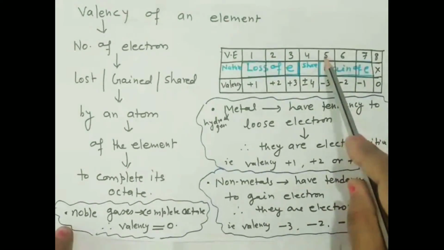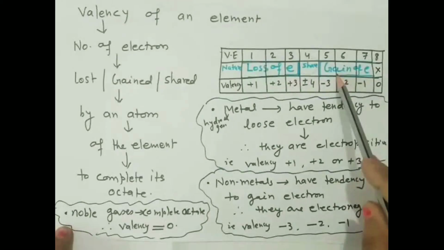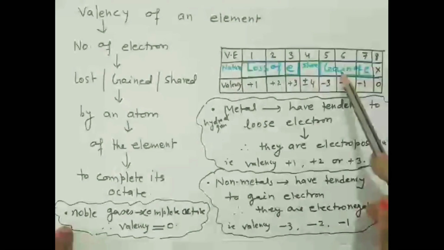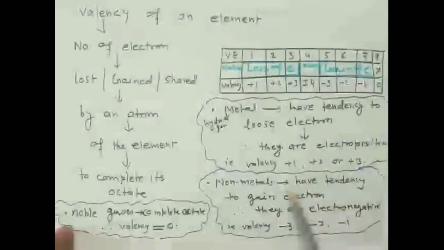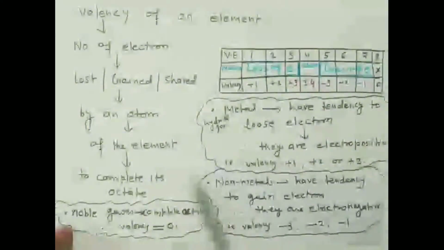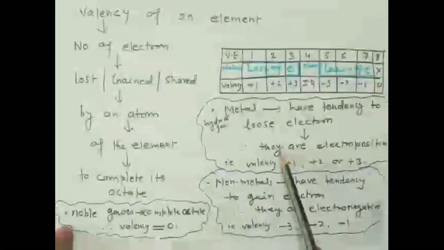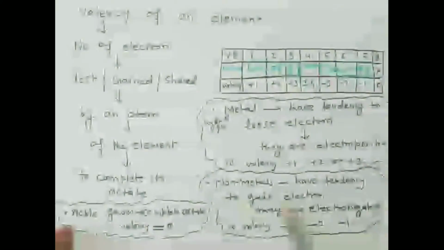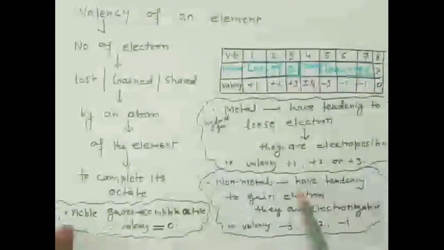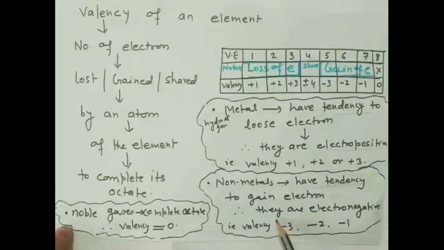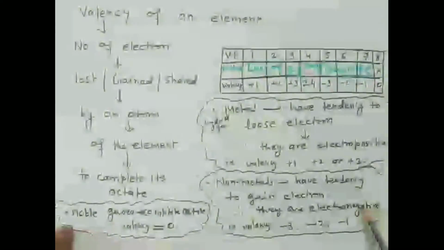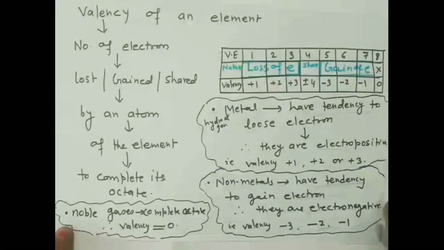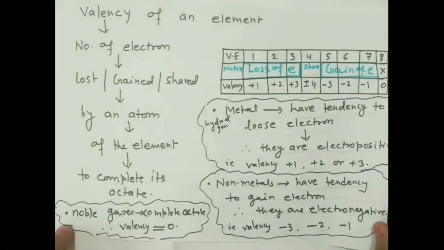If the valence electrons are 5, 6 or 7, its valency will be minus 3, minus 2, minus 1 respectively because they have a tendency to gain electrons. Generally, hydrogen and metals have a tendency to lose electrons, so they are electropositive in nature and their valency is plus 1, plus 2 or plus 3. Non-metals generally have a tendency to gain electrons and are called electronegative, and their valency may be minus 3, minus 2 or minus 1 because they have valence electrons 5, 6 or 7.